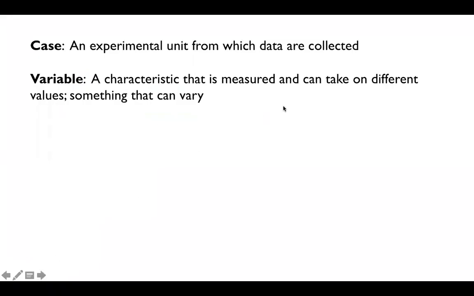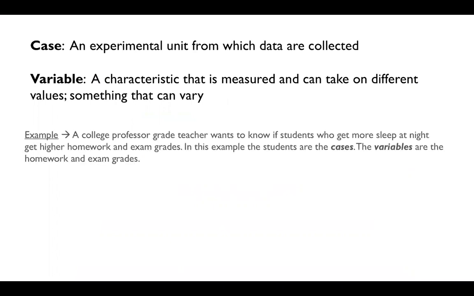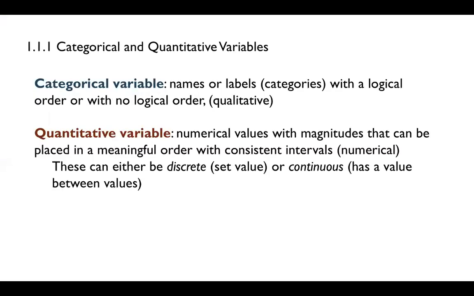All right, so starting from the very beginning, if you remember cases and variables, a case is an experimental unit from which data are collected, and a variable is a characteristic that is measured and it can take on different values. So really just anything that can vary. So if a college professor wants to know if the students who get more sleep at night get higher homework and exam grades, in this example here, the students are the cases, and then the variables are the homework and the exam grades.